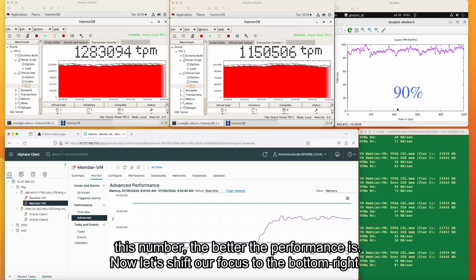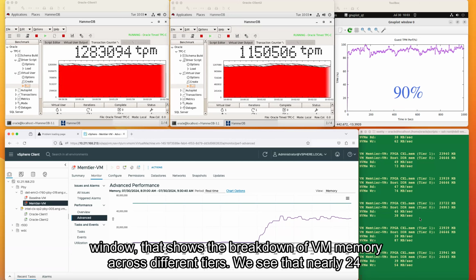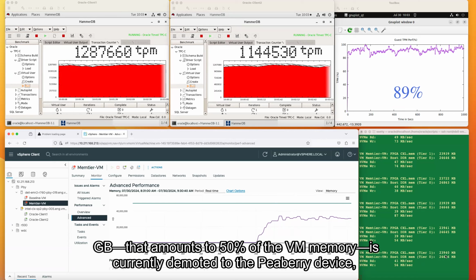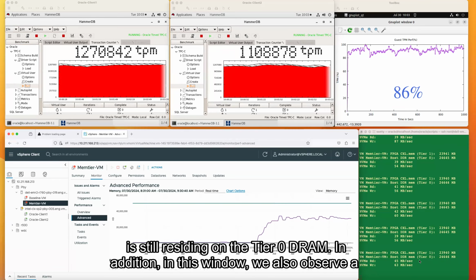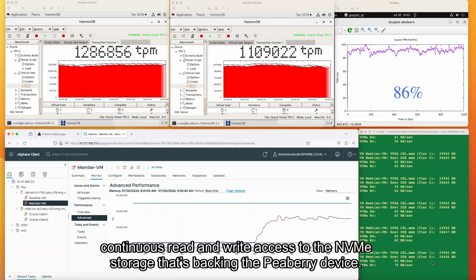Now, let's shift our focus to the bottom right window that shows the breakdown of VM memory across different tiers. We see that nearly 24 gigabytes, that amounts to 50% of the VM memory, is currently demoted to the Peaberry device, shown as cxl.mem or tier 1. The rest of the 24 gigabytes of the VM memory is still residing on the tier 0 DRAM. In addition, in this window, we also observe continuous read and write access to the NVMe storage that's backing the Peaberry device.